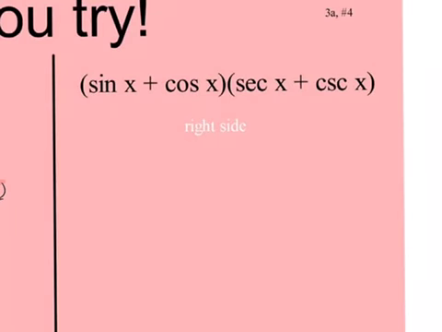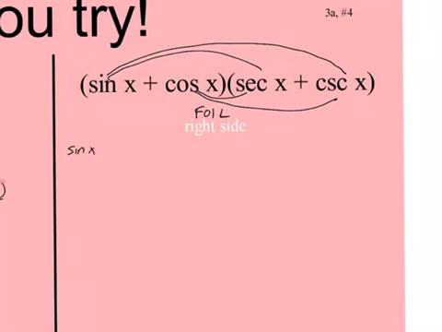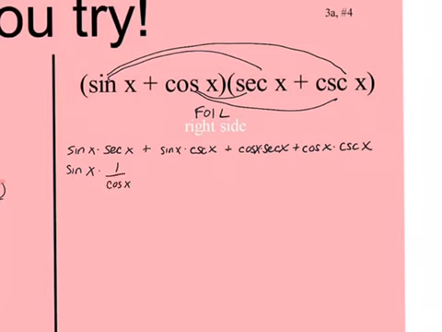For the second problem, think FOIL. First, outside, inside, last. Becomes sine times secant plus sine times cosecant plus cosine times secant plus cosine times cosecant. Now manipulate. Secant is the same thing as 1 over cosine. Cosecant is the same thing as 1 over sine. Secant still the same thing as 1 over cosine. Cosecant still the same thing as 1 over sine. Simplify.